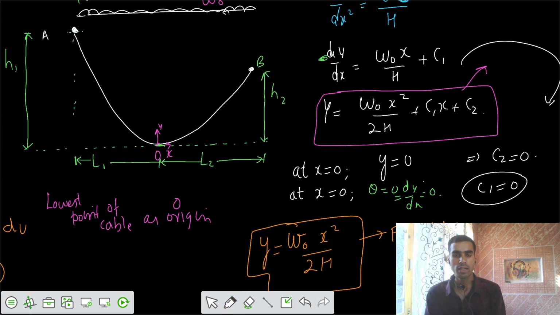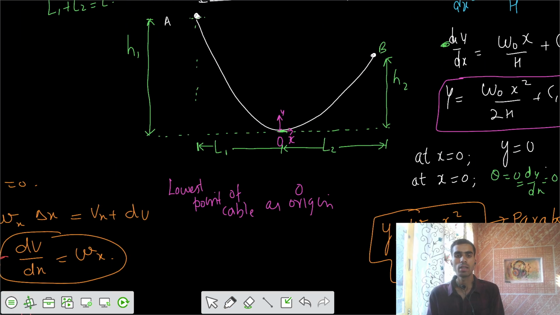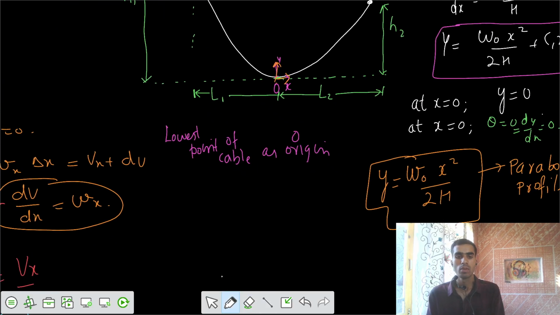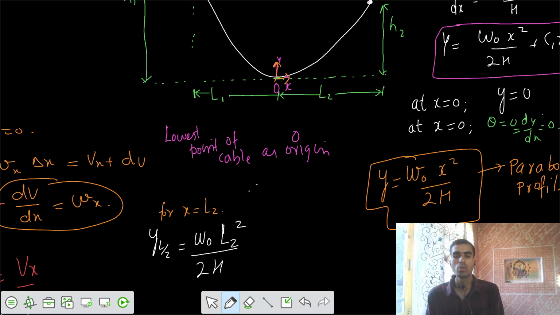Now let's study this profile. Let's apply the limits. Now, this is our positive x, this is our positive y. Let's go to positive value of x equals L2. For x equals L2, what is the value of y2? Y at L2 is equal to W naught x square, that is, L2 square by 2h. Y at L2 is equals to W naught L2 square by 2h.